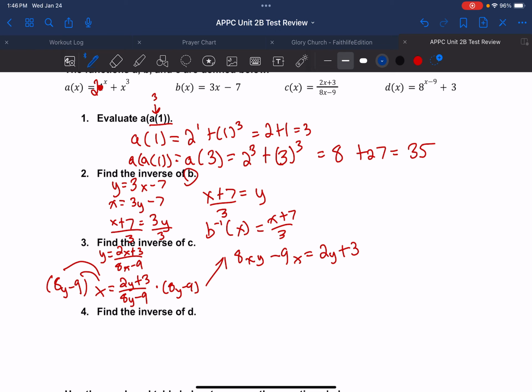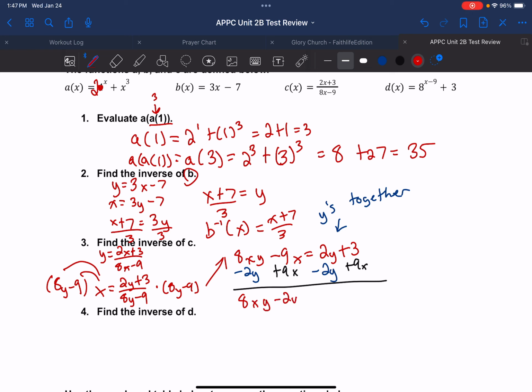And remember, on this step, I need to get my y's together. So when I get my y's together here, I need to minus 2y here. And then I need to get everything that doesn't have a y in it. So this x here, I'm going to add 9x on both sides. And that gives me 8xy minus 2y equals 9x plus 3, okay?